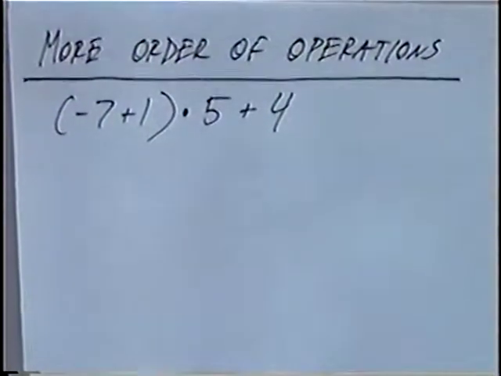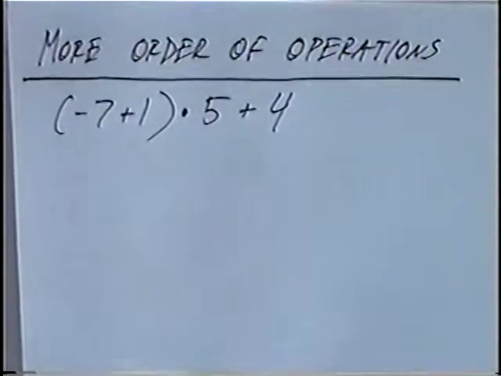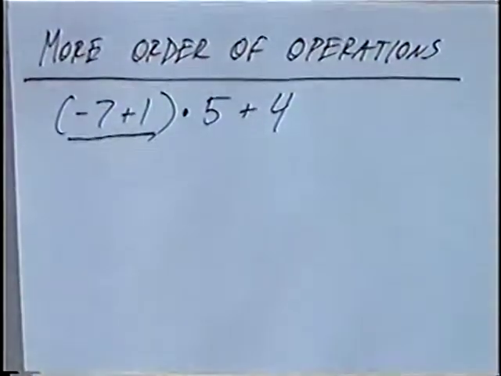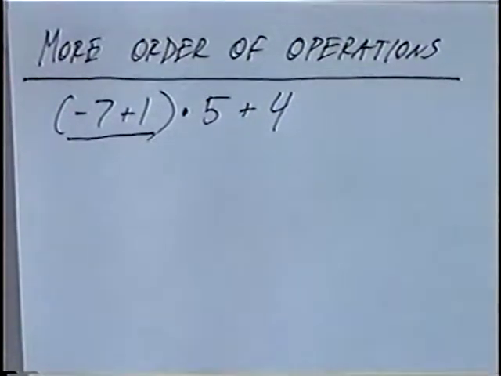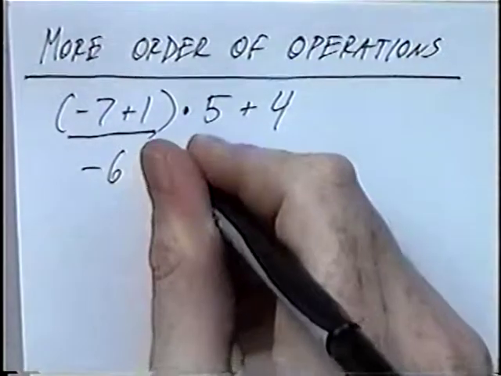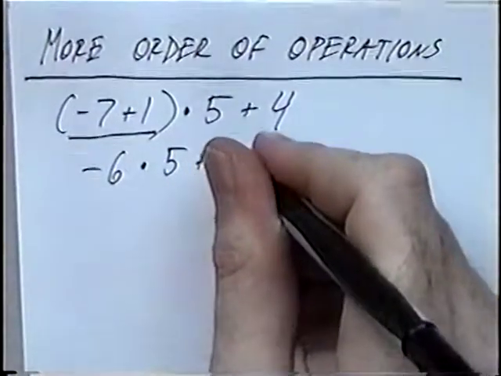Again, we'll continue to use PEMDAS. Anytime you have multiple operations in one problem, you always want to do them in the correct order by following PEMDAS. The P stands for parentheses. So again, we'll do what's inside the parentheses first. -7 plus 1 would be -6. Multiply by 5, and plus 4 would come down.